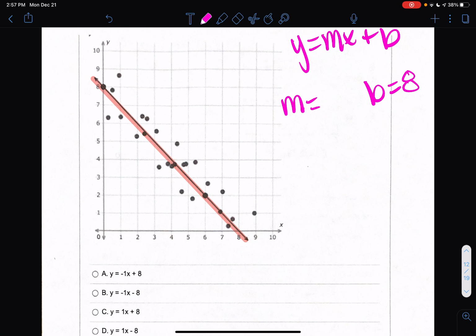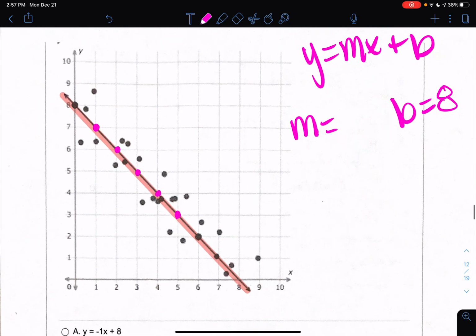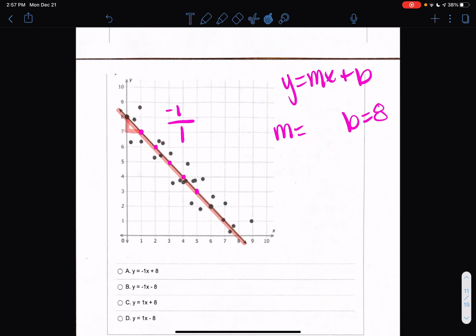I like to look at points where the line crosses the grid marks, to use as points that I can find my slope with, okay? Now, if I use rise over run for this, I'm going to go down 1 and over 1, meaning -1 over 1, okay? If I keep doing that, down 1 over 1, down 1 over 1, down 1 over 1, that means my slope is consistently going down -1.